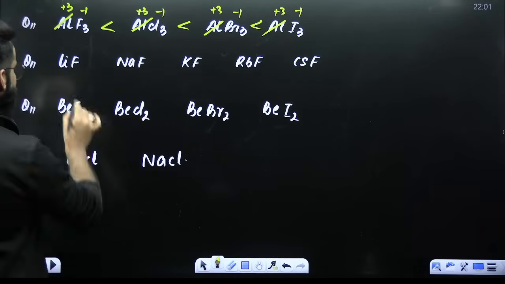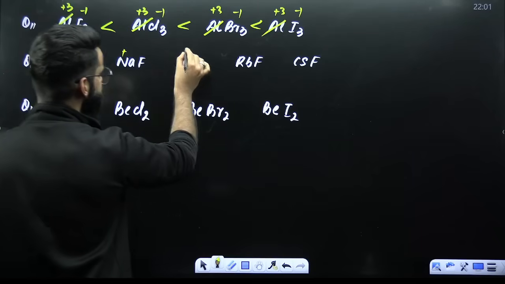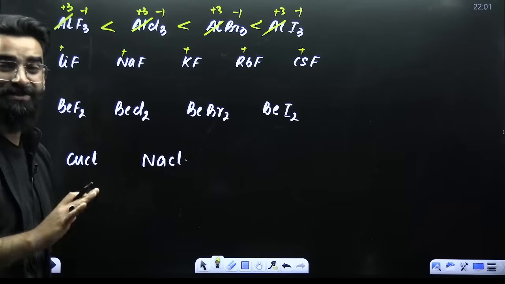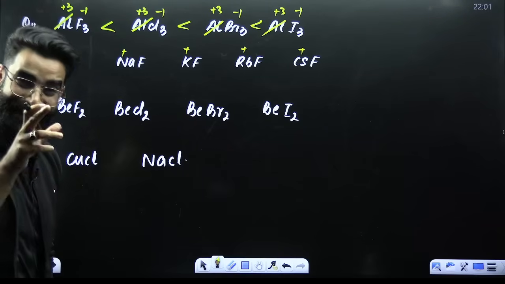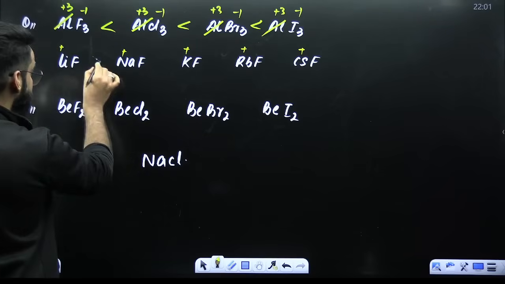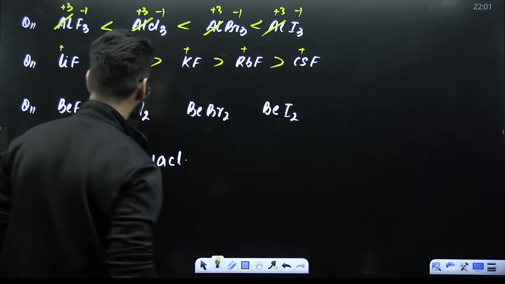That's it. Similarly, here you have Li+, Na+, K+, Rb+, Cs+. In every cation here, charge is the same. So talk in terms of size. The lesser the size of cation, the more the polarizing power of cation, hence the more the covalent character. So this is going to be the order of your covalent character.